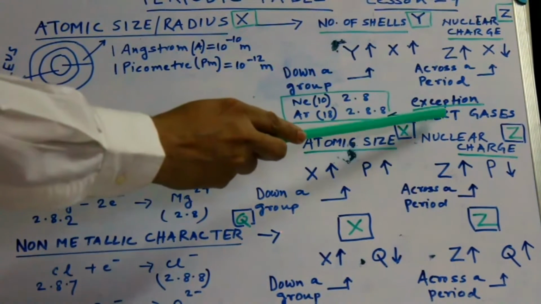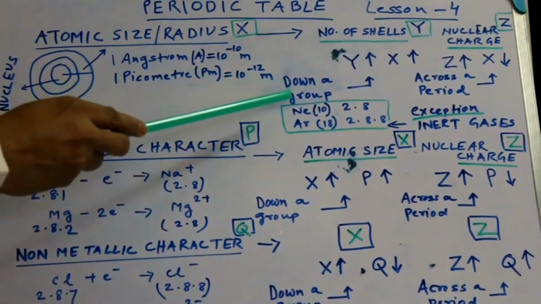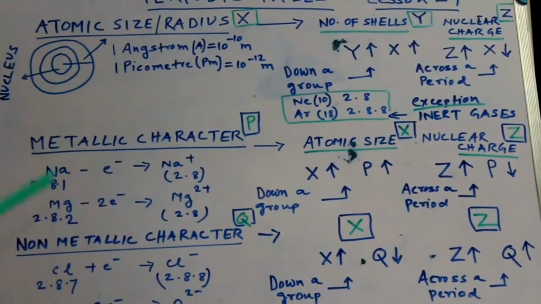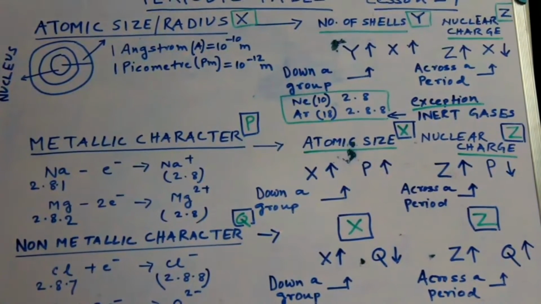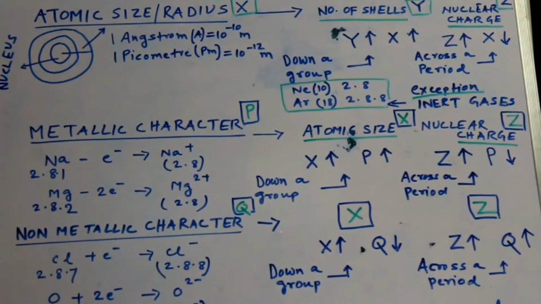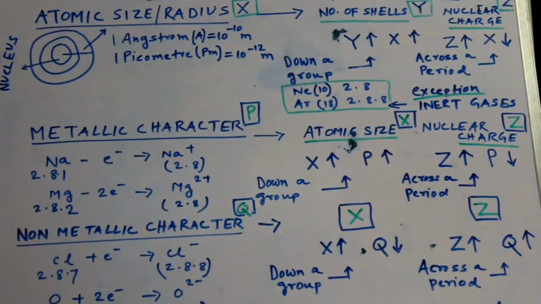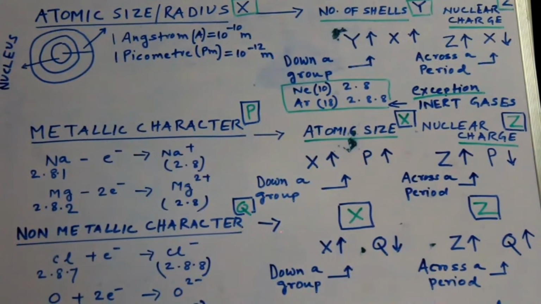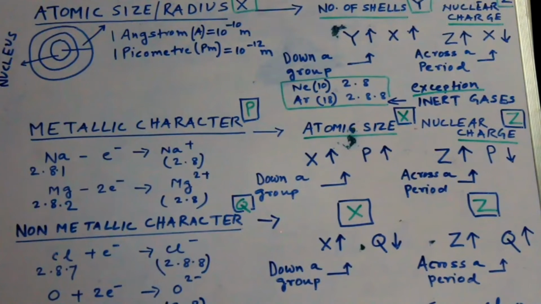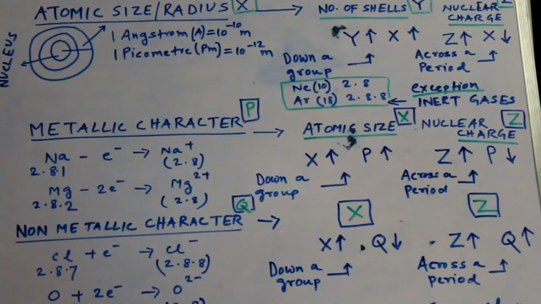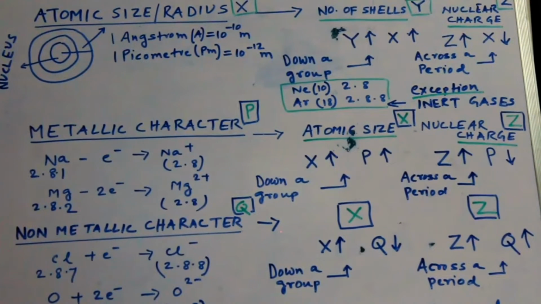The only exception is in the case of inert gases. These are the electronic configurations of the inert gases neon and argon. Their octets are complete, that means the outermost shell has 8 electrons. With more protons within the nucleus and more electrons outside the nucleus, what will happen? Due to the maximum number of electrons in the outermost orbit, the electronic repulsion is maximum, and because the electronic repulsion is maximum, the size of the atom of the inert gas is bigger.